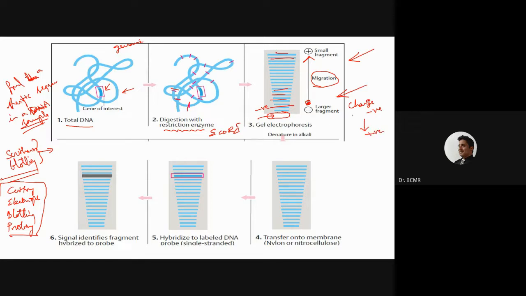And what is the rate of mobility, or the speed with which it is moving? The smaller ones will move faster, and that is because of the concentration of the gel. If you have a high concentration, the larger ones will find more resistance from the agarose gel, while the smaller ones will find less, and they would just move easily. So the smaller ones will move faster than the larger ones.